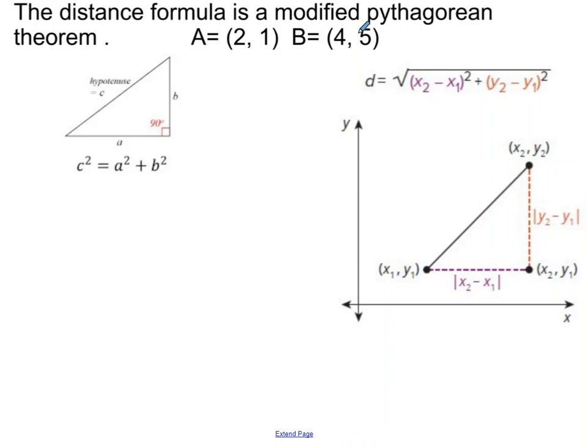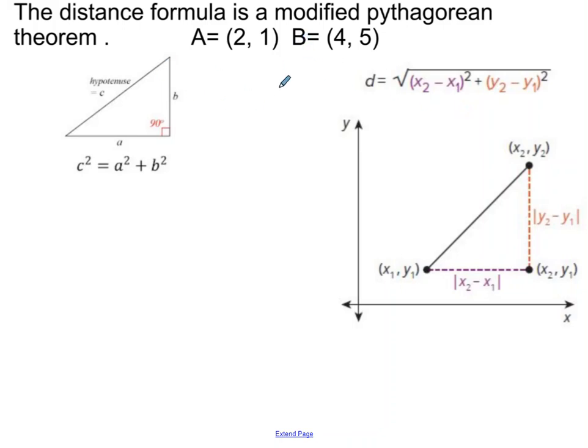So, the distance formula is a modified Pythagorean theorem. So, I want you to pause the video, use the Pythagorean theorem to find the distance between these 2 points, and then use the distance formula to find the distance between these 2 points. If you don't get the same number, you made a mistake, so, figure out, ask some questions.